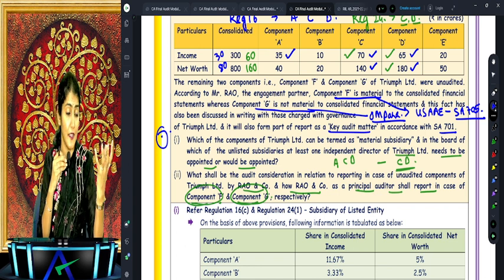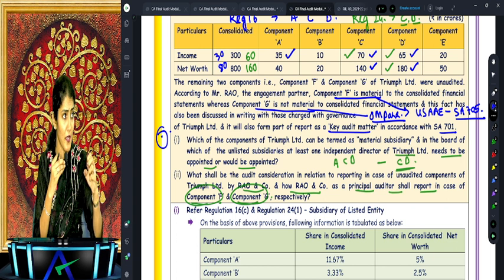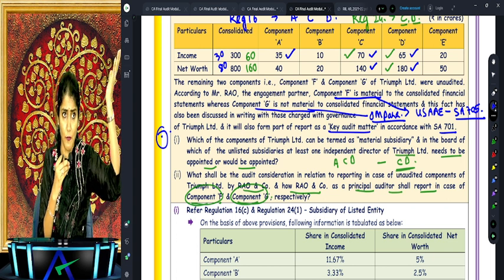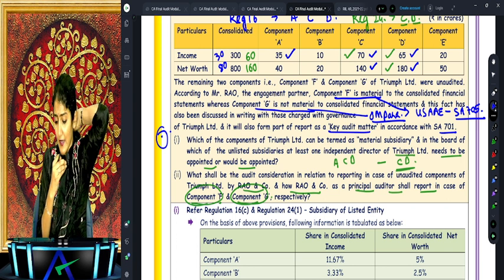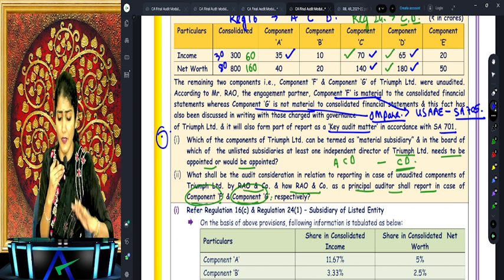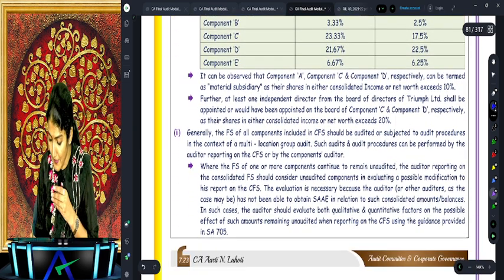Component F is material, and for a material component I am unable to obtain sufficient appropriate audit evidence. Then what to do? 705. Modify the opinion, qualified or disclaimer. And component G is not material, so I can simply mention it in the other matter paragraph. Are you able to follow this? So what is material over here?